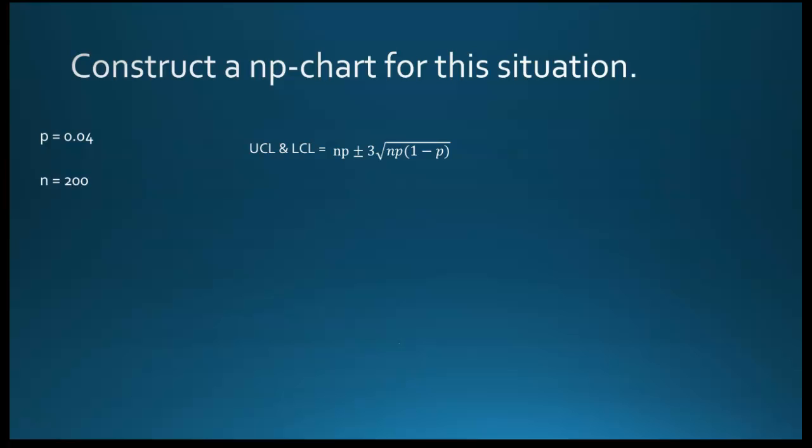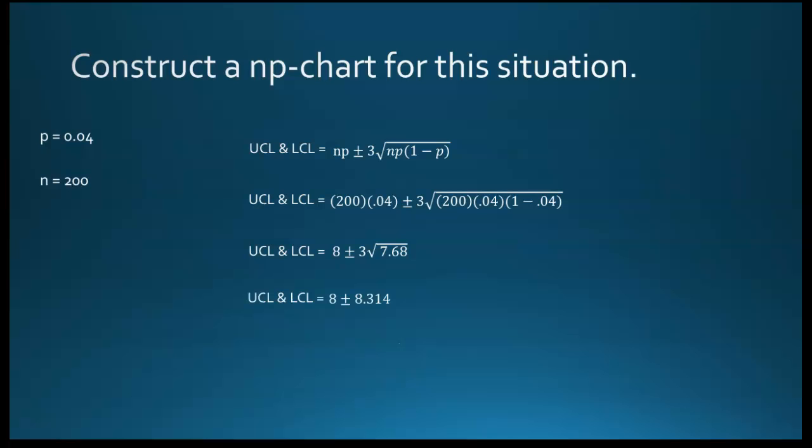And we have this formula for our upper control limit and our lower control limit for an NP chart. So if we plug in what we know with our N and our P, it will simplify down into 8 plus and minus 3 times the square root of 7.68, or 8 plus and minus 8.314. So your upper control limit is those two numbers added together, which will give you 16.314, and your lower control limit will end up as negative 0.314. We'll just use 0.